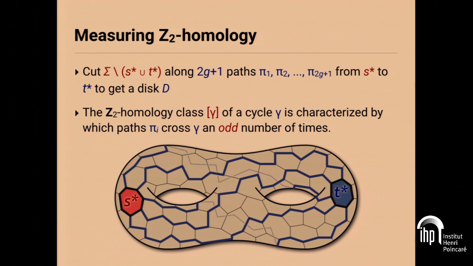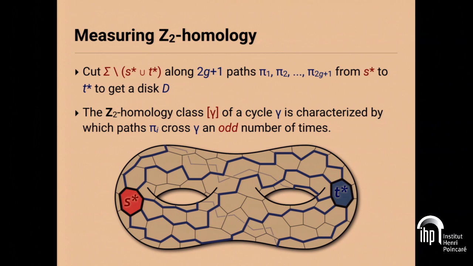This is not where the interesting stuff happens. But given this collection of 2g plus 1 paths, whose complement is a disk, I can measure the homology class of a cycle by just asking which of these paths does the cycle cross an odd number of times.